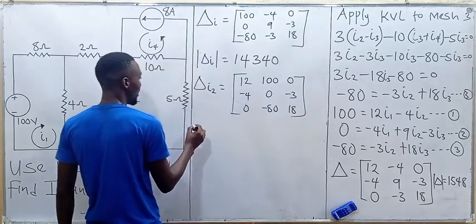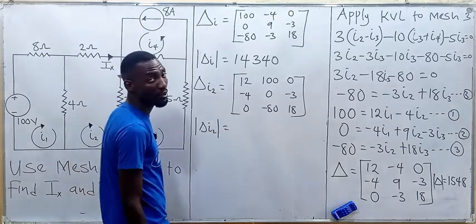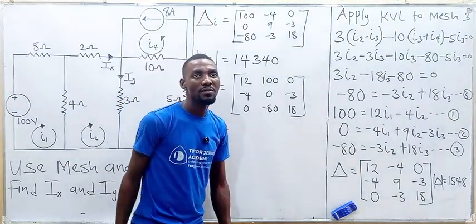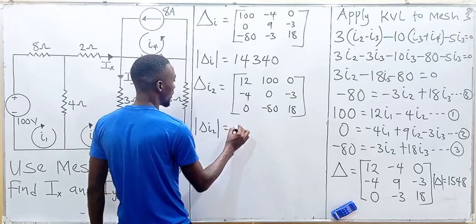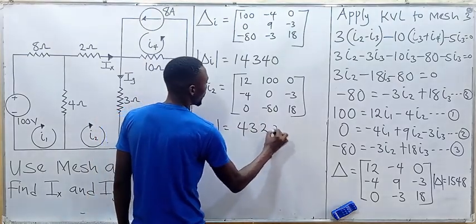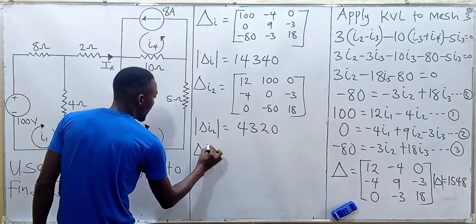So if you find your determinant, the determinant here is going to be equal to 4,320. All right. So the next one is change in I3.